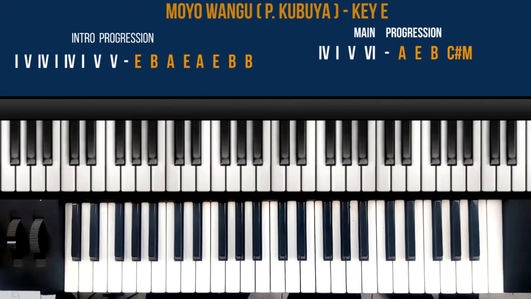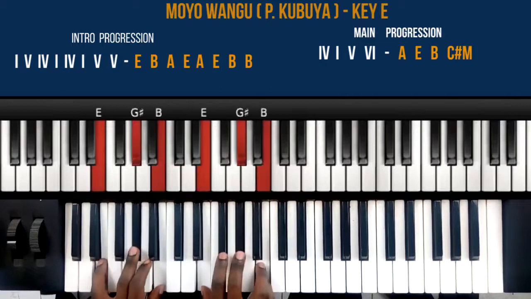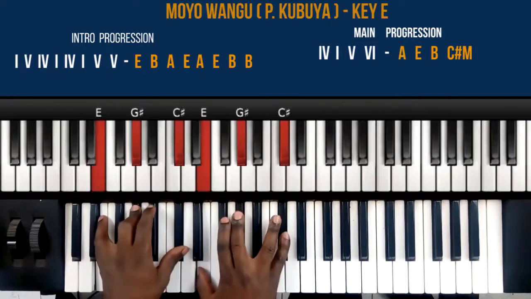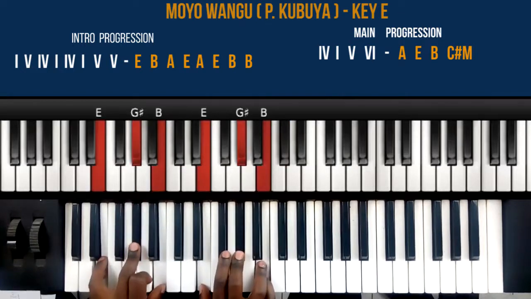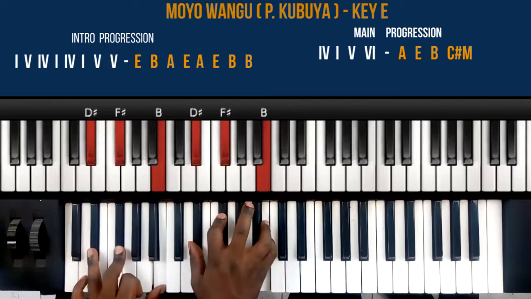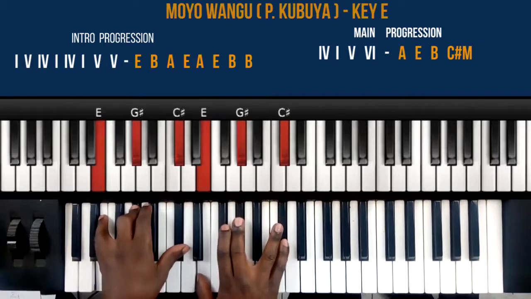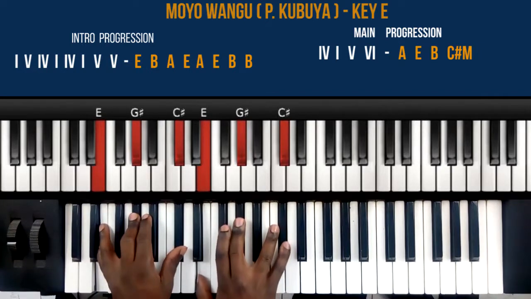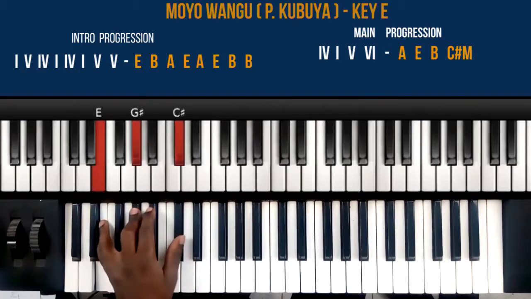Now the main chord progression for the verses and the choruses, which is 4, 1, 5, 6. The 4 is the A major chord inversion. The 1 is the E major chord. The 5 is the B chord, and the 6 is the C sharp minor chord. The chord I haven't shown you how to hold yet is the 6th chord, the C sharp minor chord. This one is actually the first inversion of the C sharp minor chord.